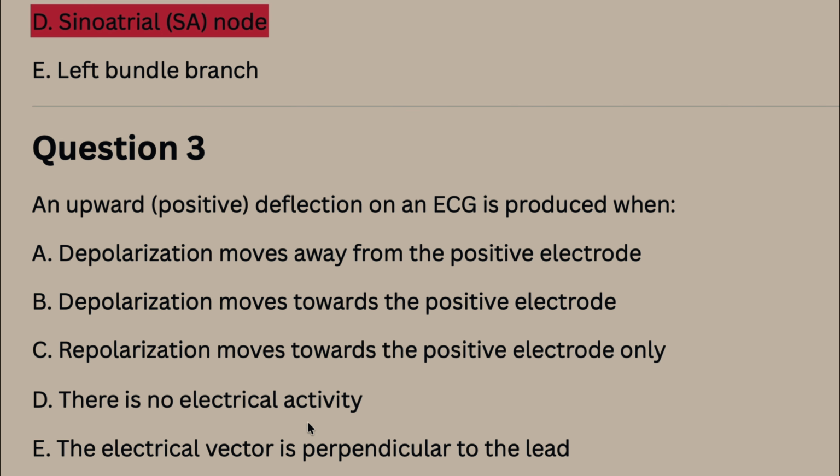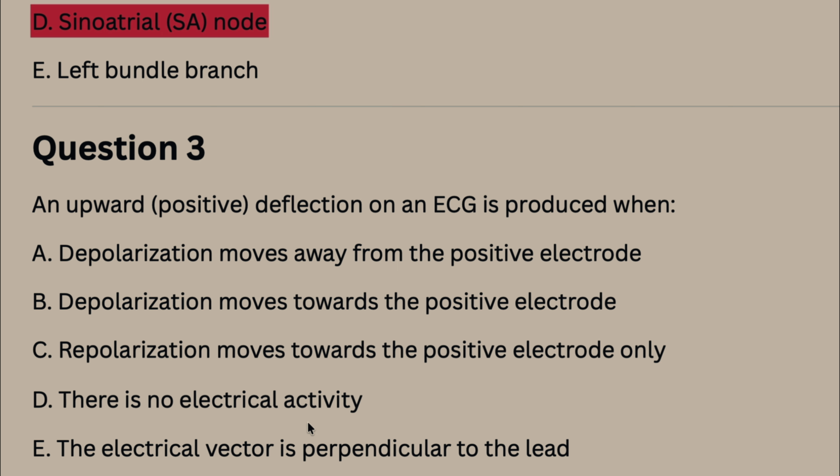An upward positive deflection on an ECG is produced when? Those are the options, and this is one of the most commonly misunderstood concepts in ECG interpretation. So you can pause the video and try and guess the correct answer. And once you're done, let's solve it.